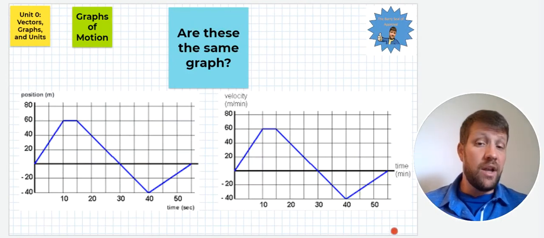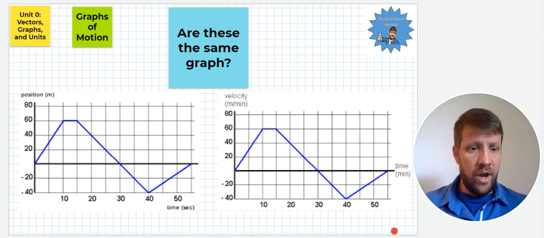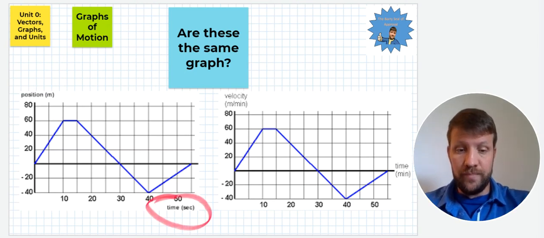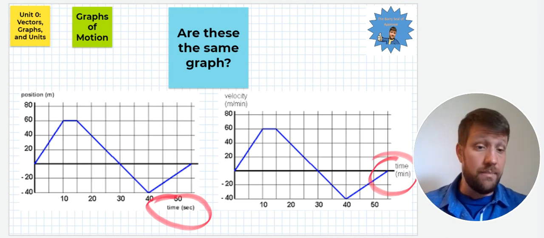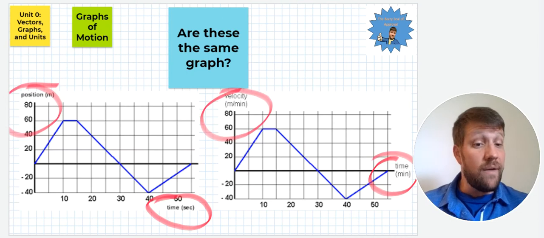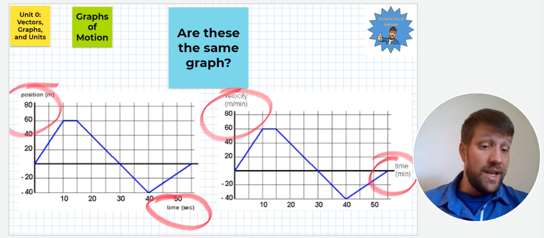And the question I put there right away is, are these the same graph? If you look at the shape right away, yep, same graph, right? But let's look at these axes like we just mentioned. We've got our x-axis here and our x-axis here. Both of those are time. We mentioned time is always going to be what's on that axis. If we look at the y, we see position and velocity. So these are very differently going to be describing the motion of an object. I'm going to show you an example as to that.